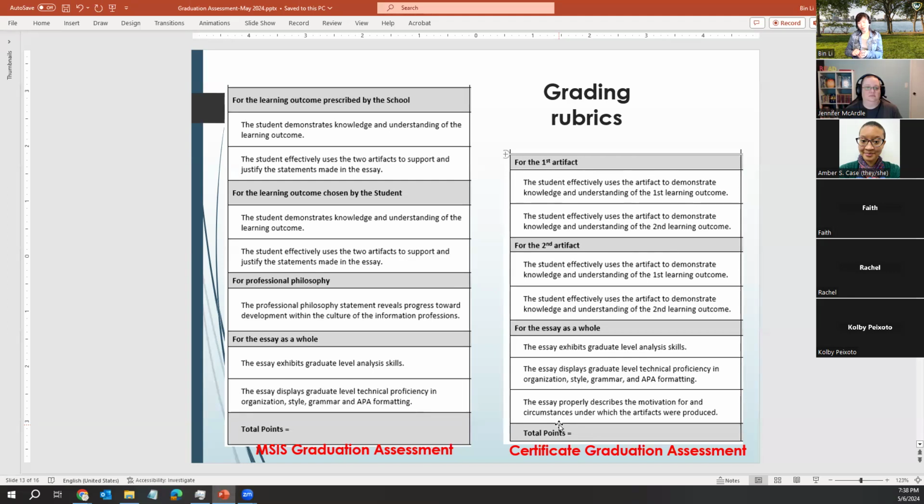Just so you know, if you get 21 or above, you pass this requirement. So those are the requirements.